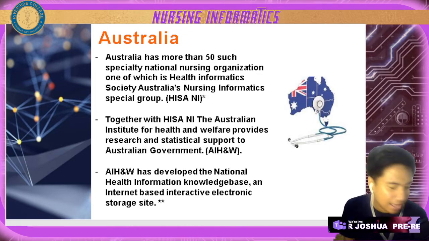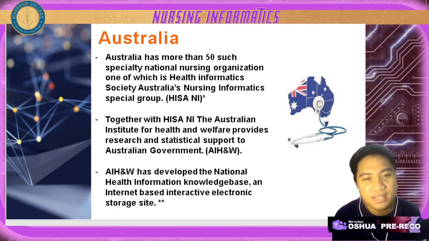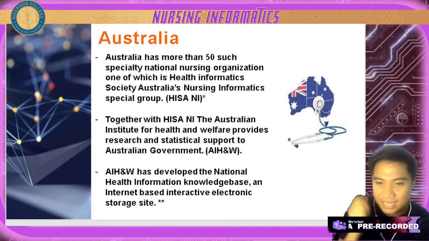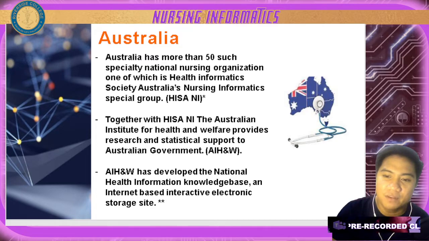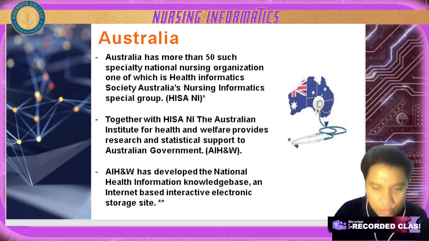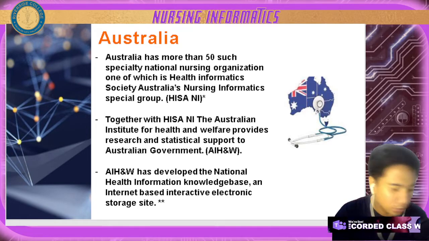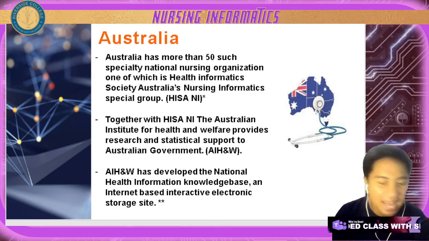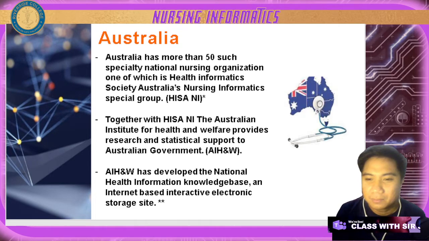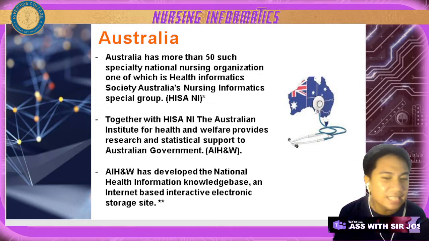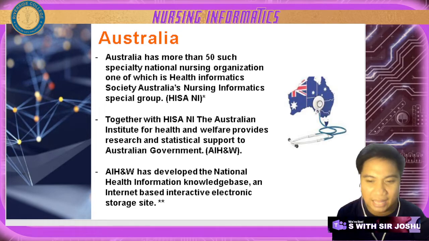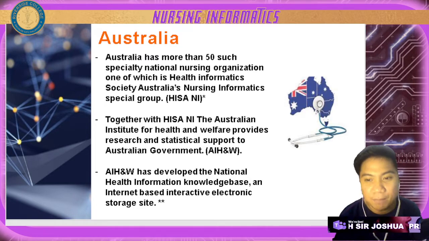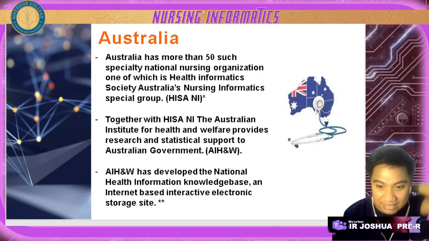Now, let's go to Australia. In Australia, there are more than 50 such specialties in the National Nursing Organization, one of which is the Health Informatics Society Australia's Nursing Informatics Special Group, also known as your HISA-NI. Okay? So, HISA-NI has been funded by the government of Australia to develop a strategic plan for nursing informatics capacity builder and a plan for nursing professional to engage in its agenda.